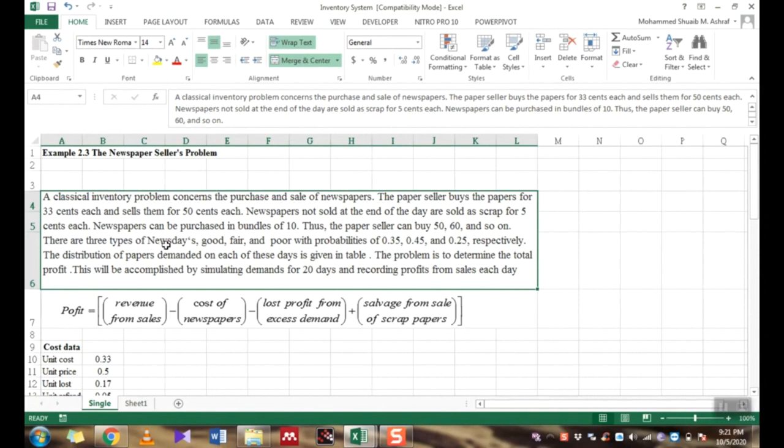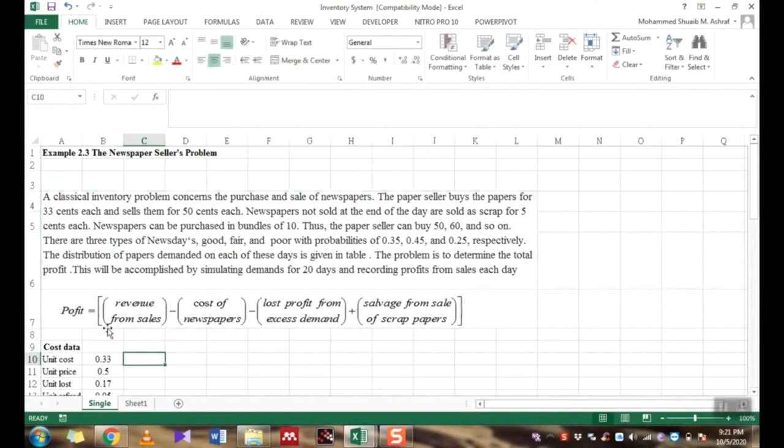There are three types of news day. The news day will be good, fair and poor, with probabilities given. The distribution of papers demanded on each day is also given. The problem is to determine the total profit. So we will do this.